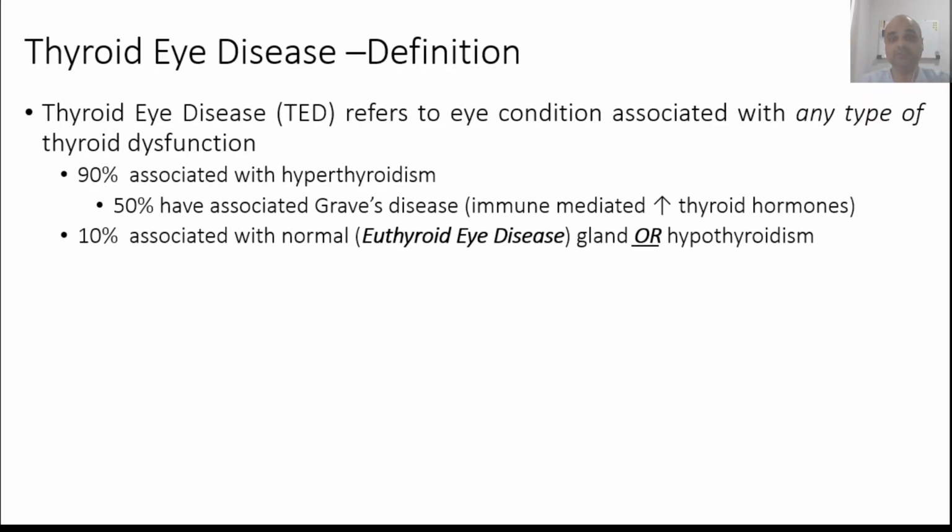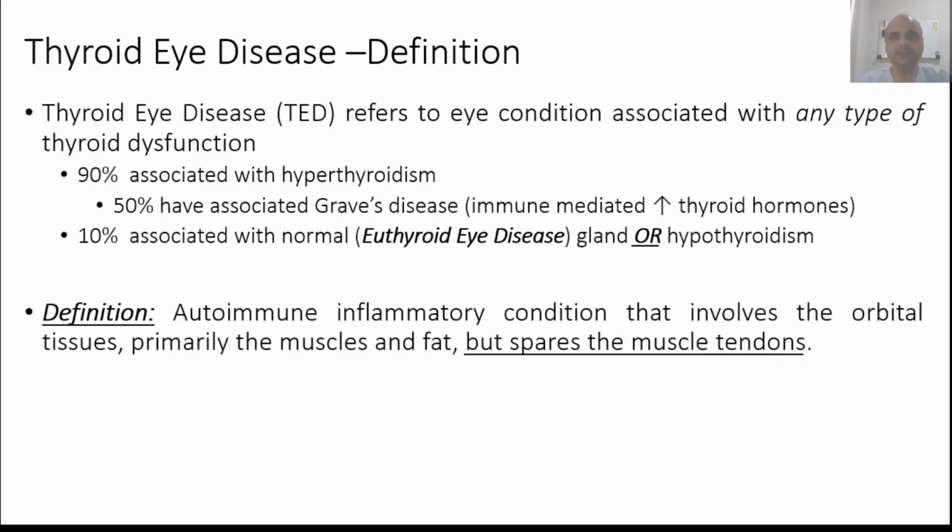But most of the time it is associated with a hyper-functioning thyroid gland, and most of the time the disease is Graves' disease. The definition of thyroid eye disease is an autoimmune inflammatory condition that involves the orbital tissues, primarily the orbital fat and the orbital muscles, and it tends to spare the muscle tendons and involve the muscle bellies. That is where the thing we talked about before, the muscles normally being strap-like, is important, because we'll see how they actually change their shape in response to this disease process.